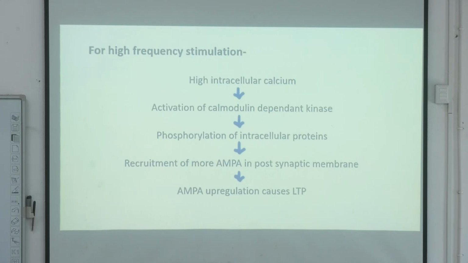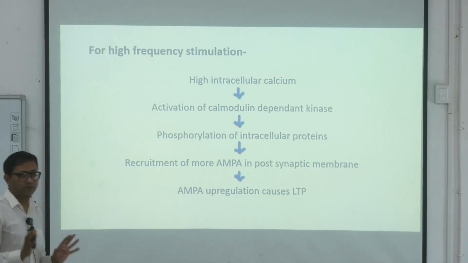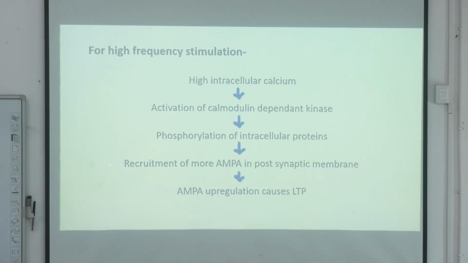Now this high intracellular calcium causes activation of calmodulin dependent kinase, which again causes phosphorylation of intracellular proteins. Some intracellular proteins, the names are there but you don't need to remember. So there is phosphorylation of intracellular proteins and recruitment of more AMPA receptors to the membrane, and this AMPA upregulation, meaning AMPA receptors are upregulated in the postsynaptic membrane. So this is the basis of long term potentiation.